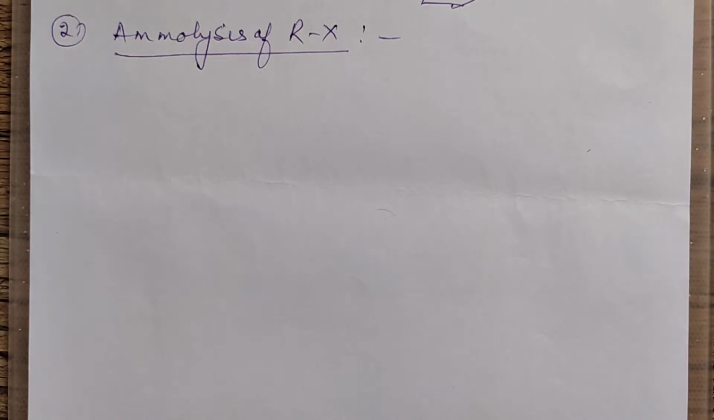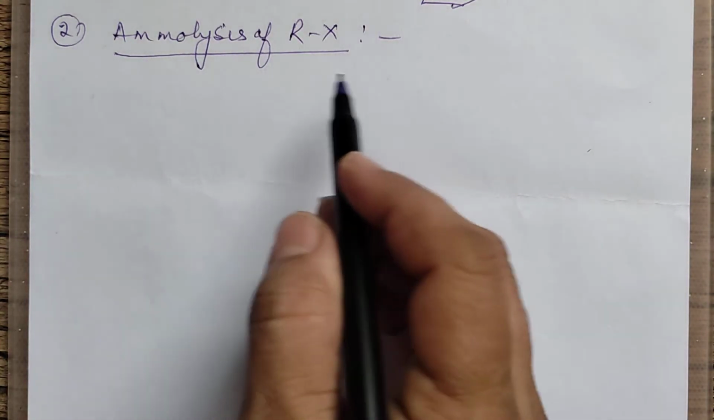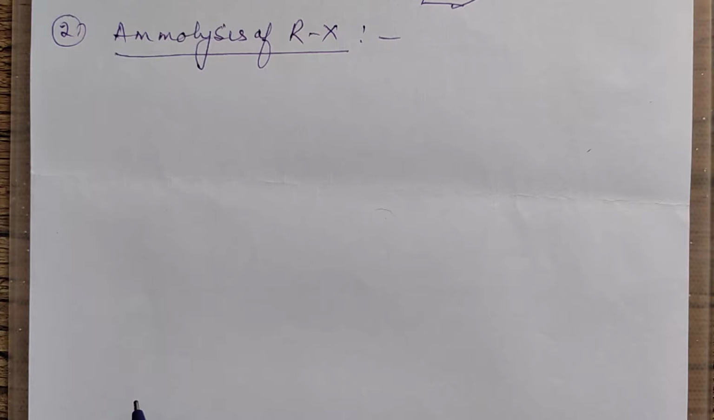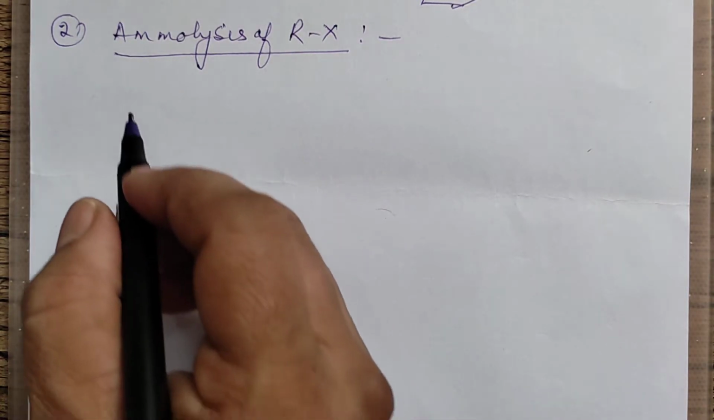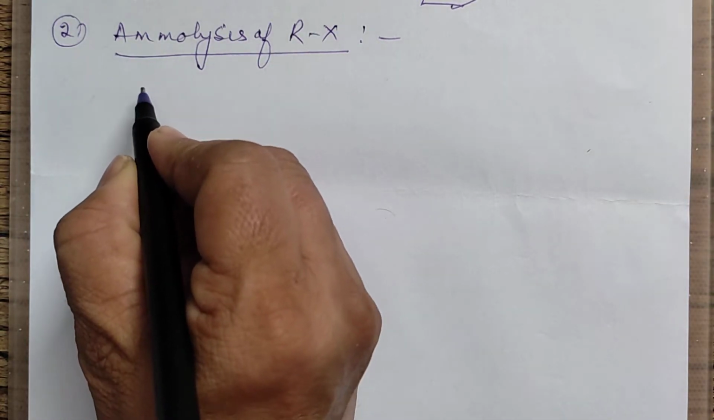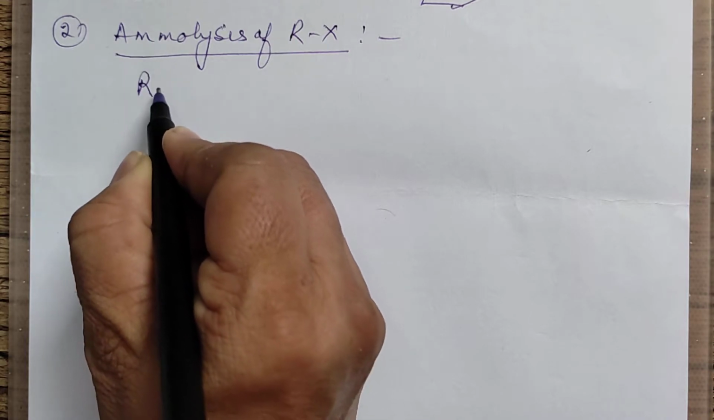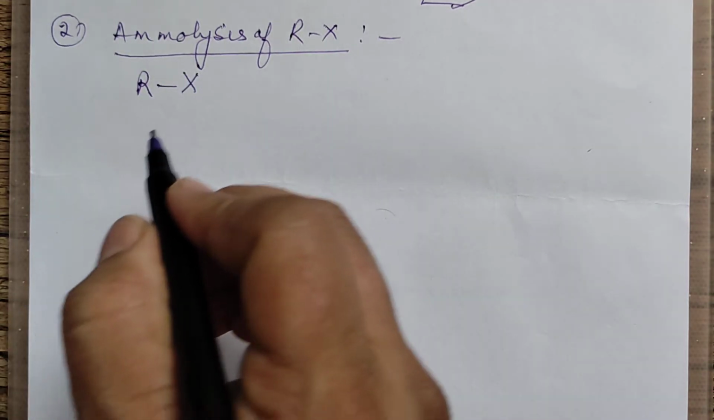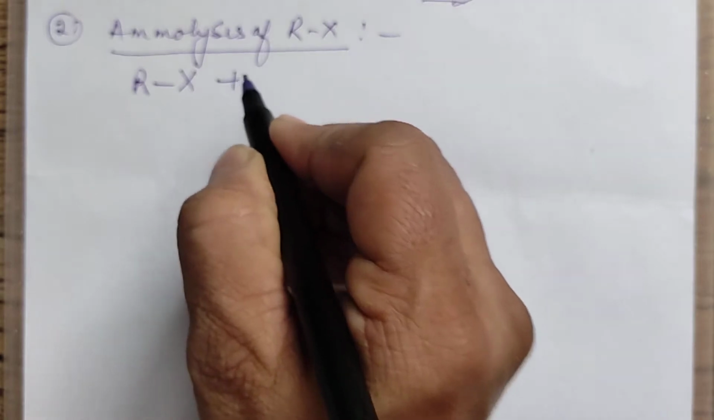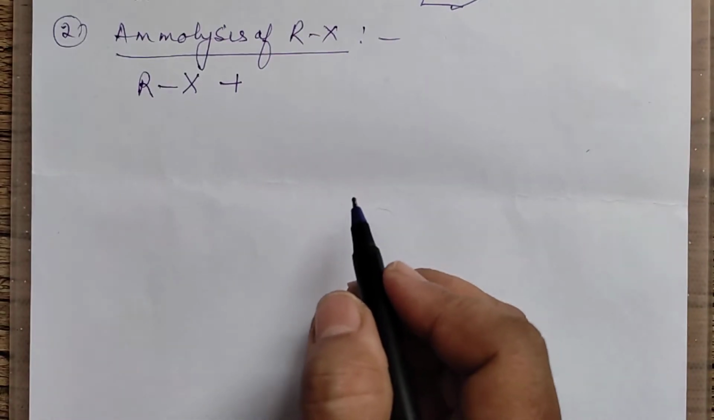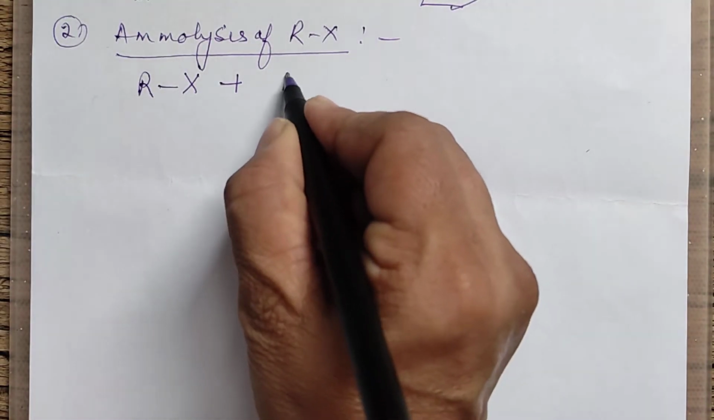the next method which we are considering is ammonolysis of alkyl halide. Now what is an alkyl halide? We know alkyl halide is RX. Ammonolysis means we are carrying out its reaction with ammonia.